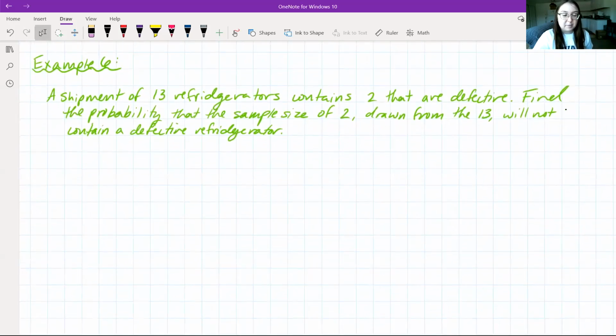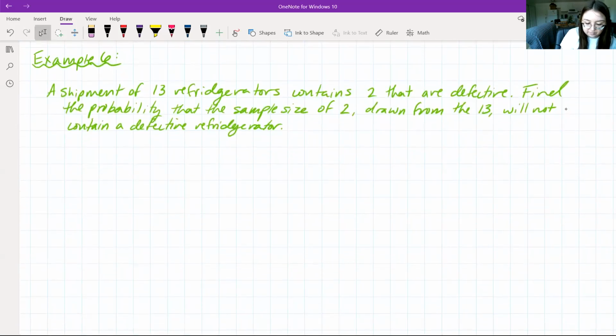All right, now with example 6, we get a shipment of 13 refrigerators that contain 2 that are defective. Find the probability that the sample size of 2 drawn from the original 13 will not contain a defective refrigerator.